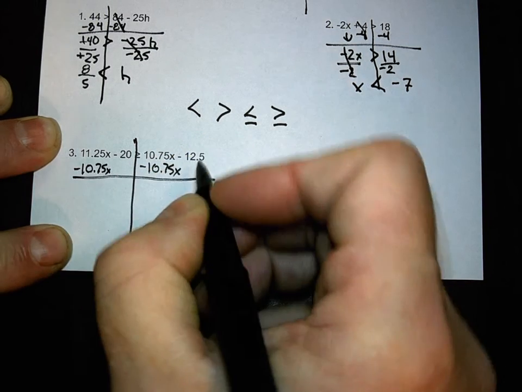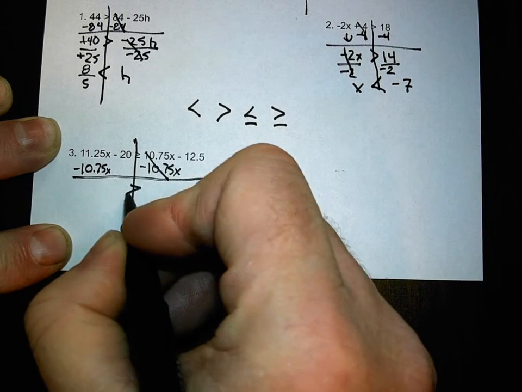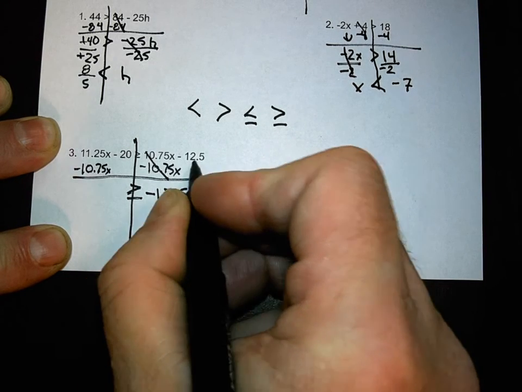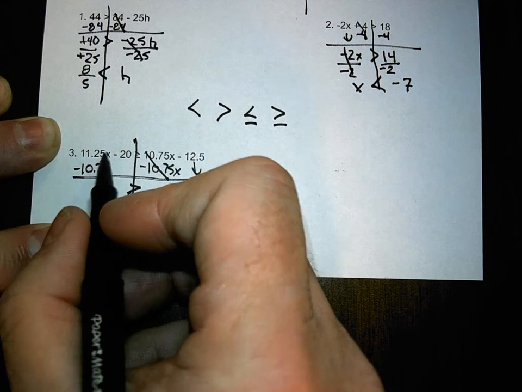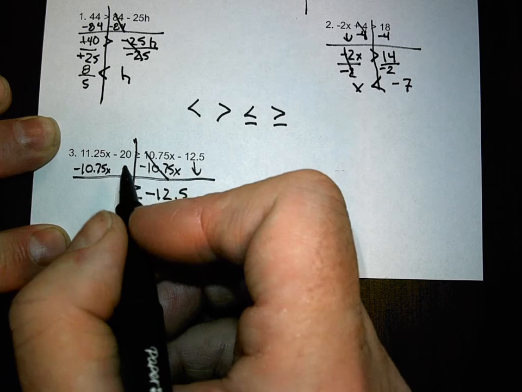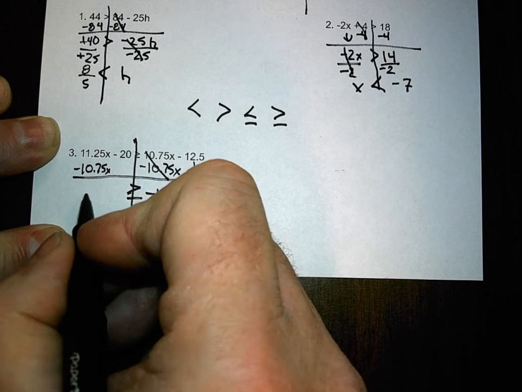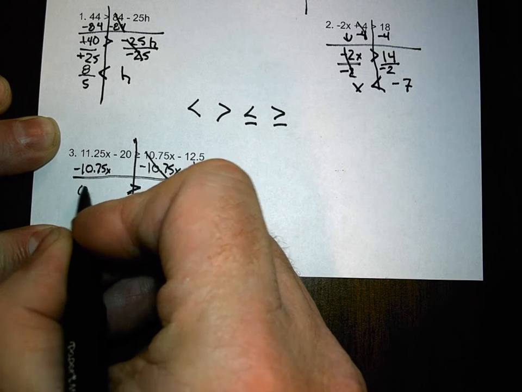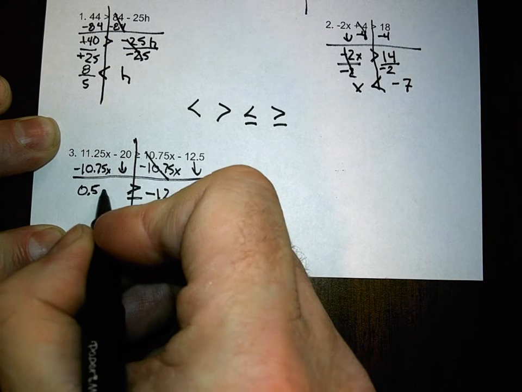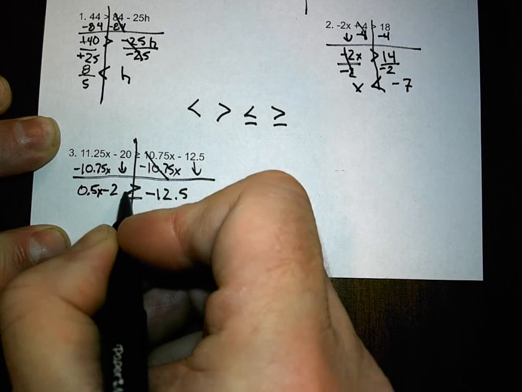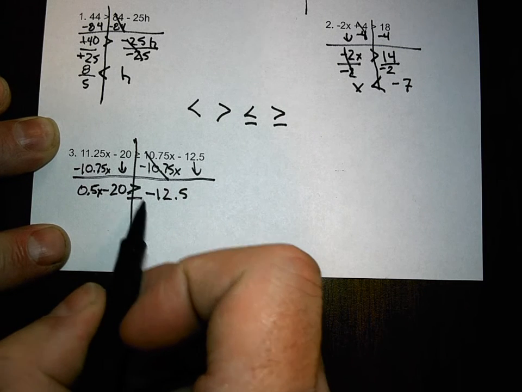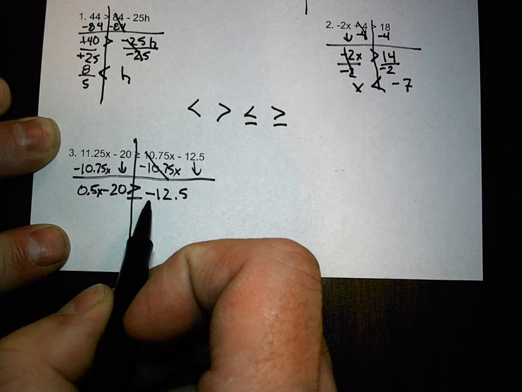So this side, it goes away. I'm going to have greater than or equal to, and here's negative 12.5. That's what I brought down. What is 11.25 minus 10.75? 0.5. And then I bring down my x, minus 20. So I've got 0.5x minus 20 is greater than or equal to negative 12.5.